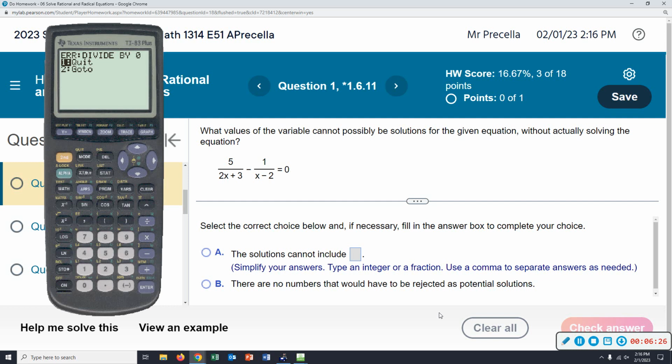Okay. They're not asking you to solve this first equation. All they want to know is what numbers could possibly be solutions. Well, those are the numbers that would make the fraction undefined. So let me write the problem down. 5 over 2x plus 3 minus 1 over x minus 2 is equal to 0.